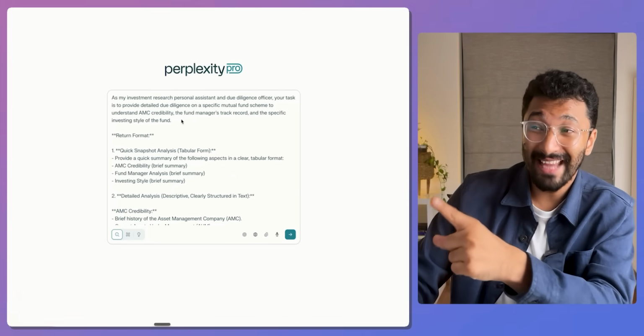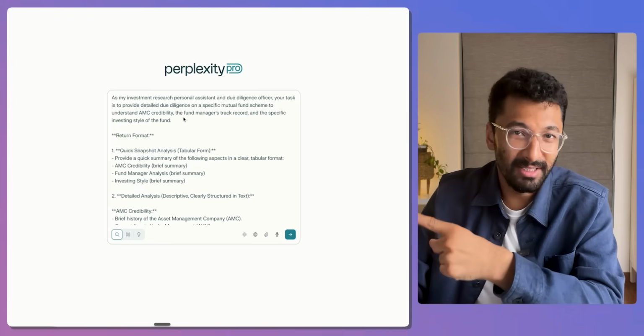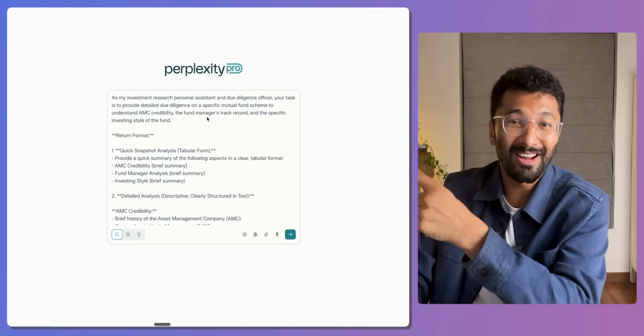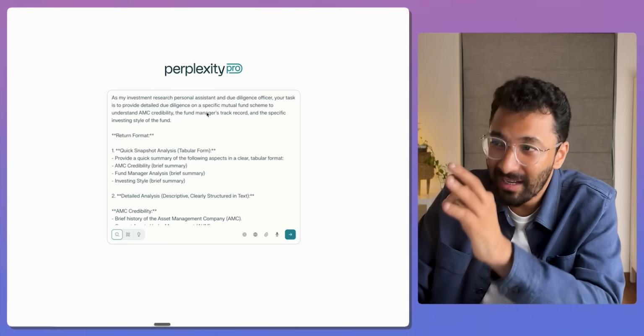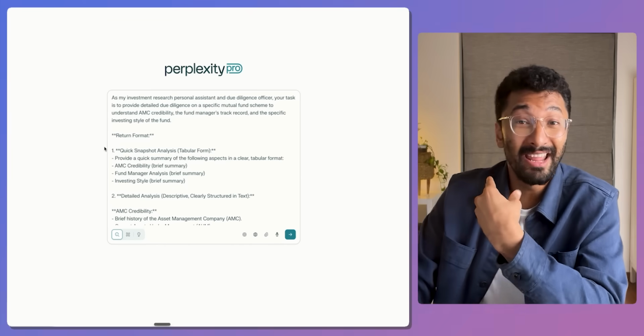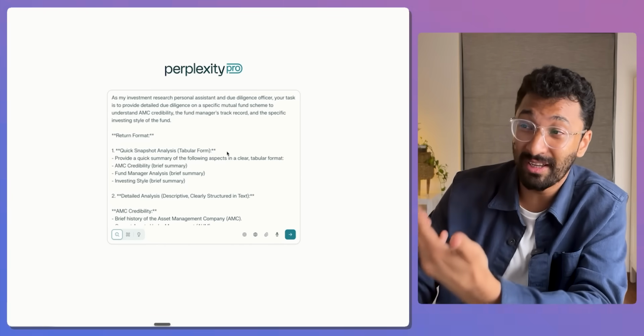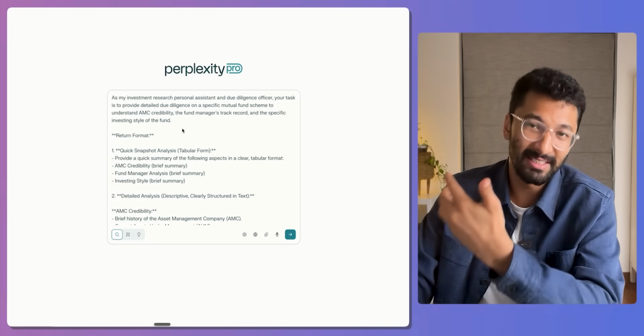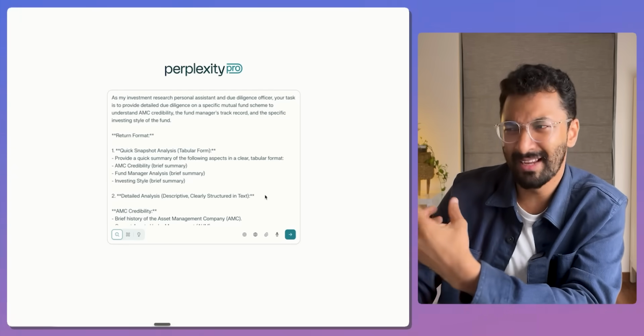So check it out. It says, as my investment research personal assistant and due diligence officer, your task is to provide a detailed due diligence report on a specific mutual fund scheme to understand AMC credibility, the fund manager's track record, and a specific investing style of the fund. I'm going to press send. It takes a little bit of time.